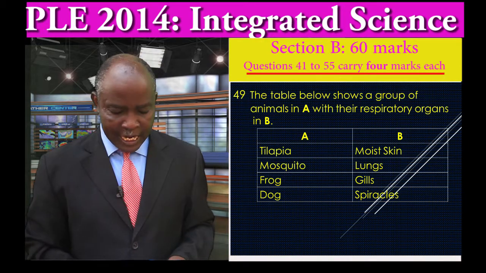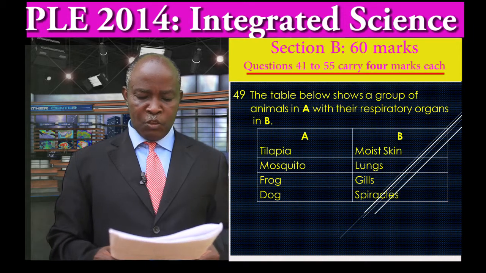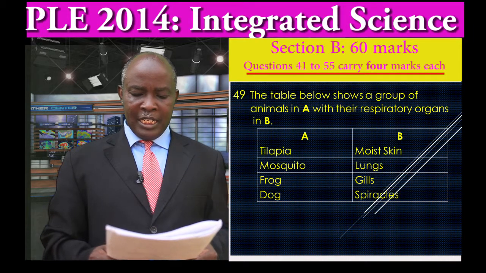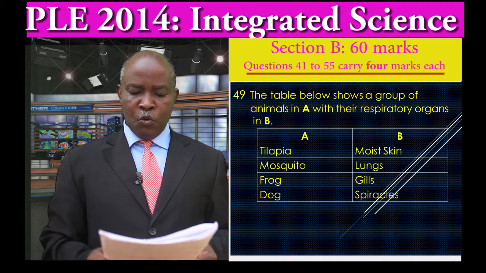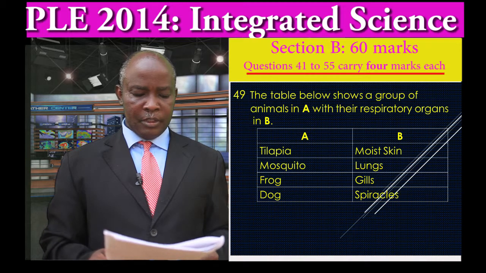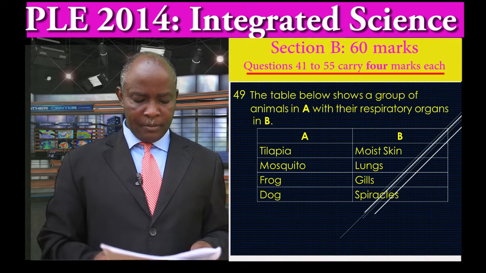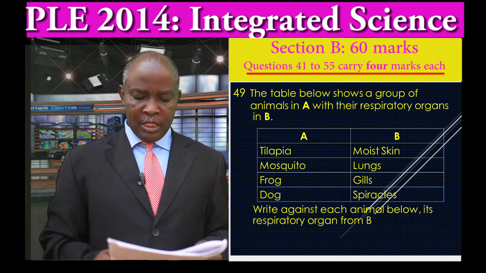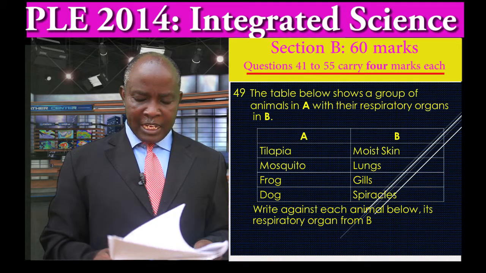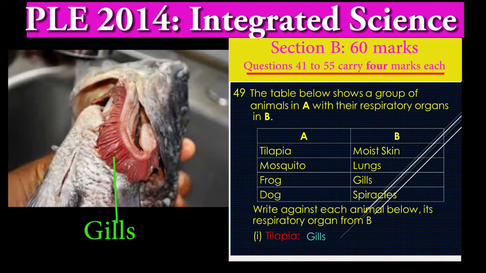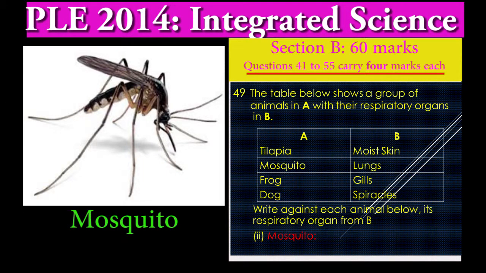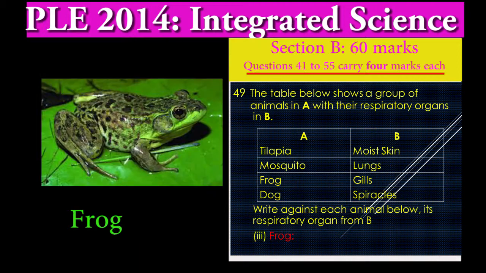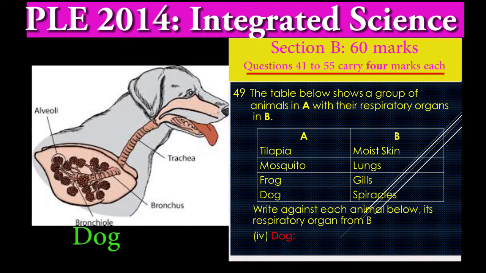Number 49. The table below shows a group of animals in A with their respiratory organs in B. Write against each animal below its respiratory organ in B. Tilapia, gills. Mosquito, spiracles. Frog, moist skin. Dog, lungs.